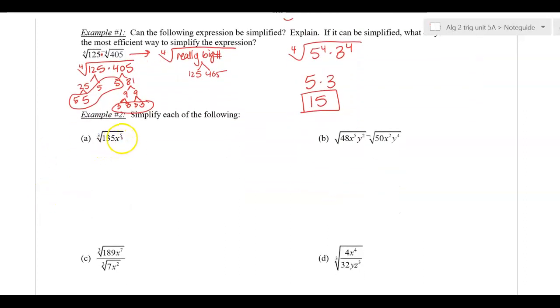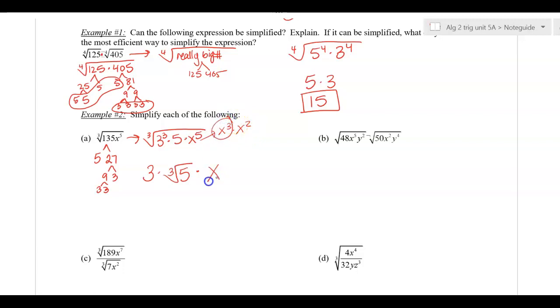So here 135x to the 5th, if I break up 135, so I can rewrite this as the cube root, and when I break down 135, I have a 3 cubed and a 5, and then I have x to the 5th. So 3 cubed is a perfect cube, 5 is not. And then when I look at the x to the 5th, it is x cubed times another x squared. So there is a perfect cube, but there's also a piece that's not a perfect cube. So notice what's outside of the radical based on the perfect cubes, and what's left inside the radical, is a 5x squared.